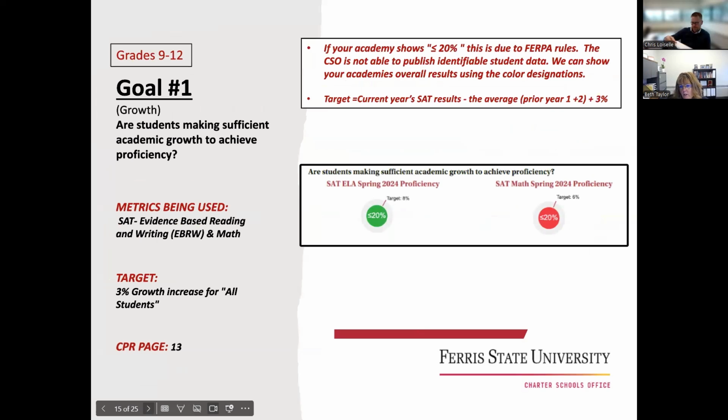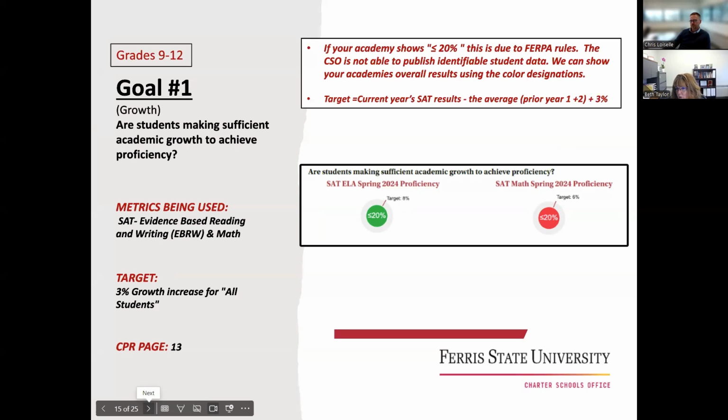When we start to look at grades 9 through 12, there are 3 goals for those academies that have high schools. The first one is, are students making sufficient academic growth to achieve proficiency? We do use the SAT, evidence-based reading and writing, and math. In fact, the SAT scores are used for all 3 of your 9 through 12 goals. In this first goal, the first target is 3% growth increase for all students.